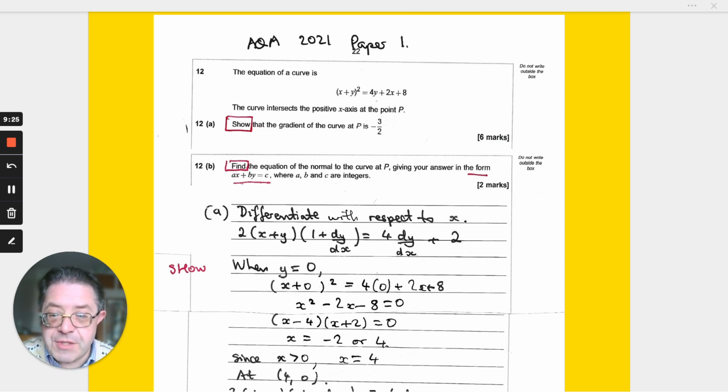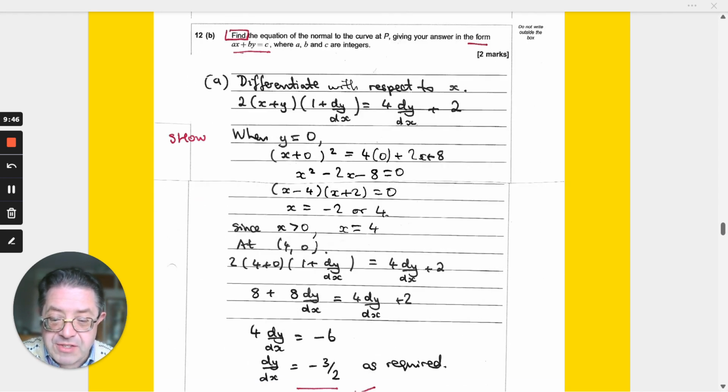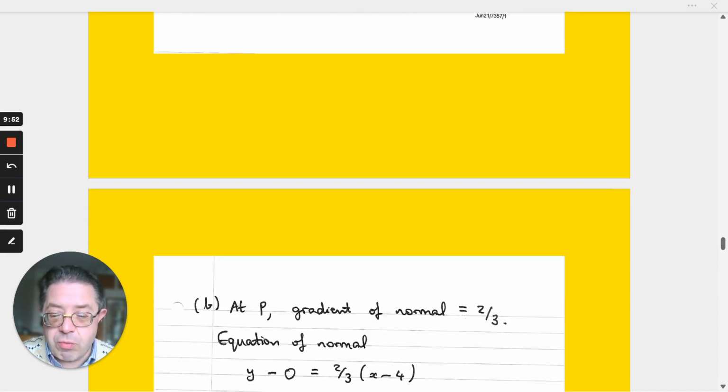When the curve intersects the positive x-axis, y will be 0, and solving that we get x is minus 2 or 4. It's the positive x-axis, so x is 4. It's (4, 0) we're dealing with. So put those values into the equation involving dy/dx, and rearrange. We get the gradient is minus 6/4, which is minus 3/2 as required.